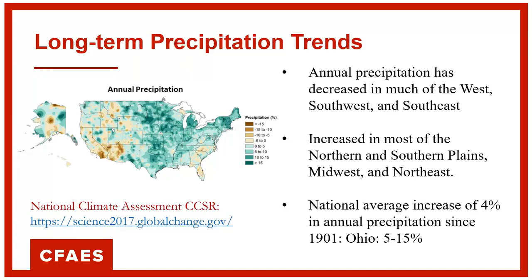The map, it's not that clear from the back, but the dark blue areas are showing that precipitation has been increasing over that time frame. And Ohio is no different. Ohio's annual precipitation has been going up about 5 to 15% over that time frame. These slides I'm going to show you are mostly from the National Climate Assessment, which came out in 2017.